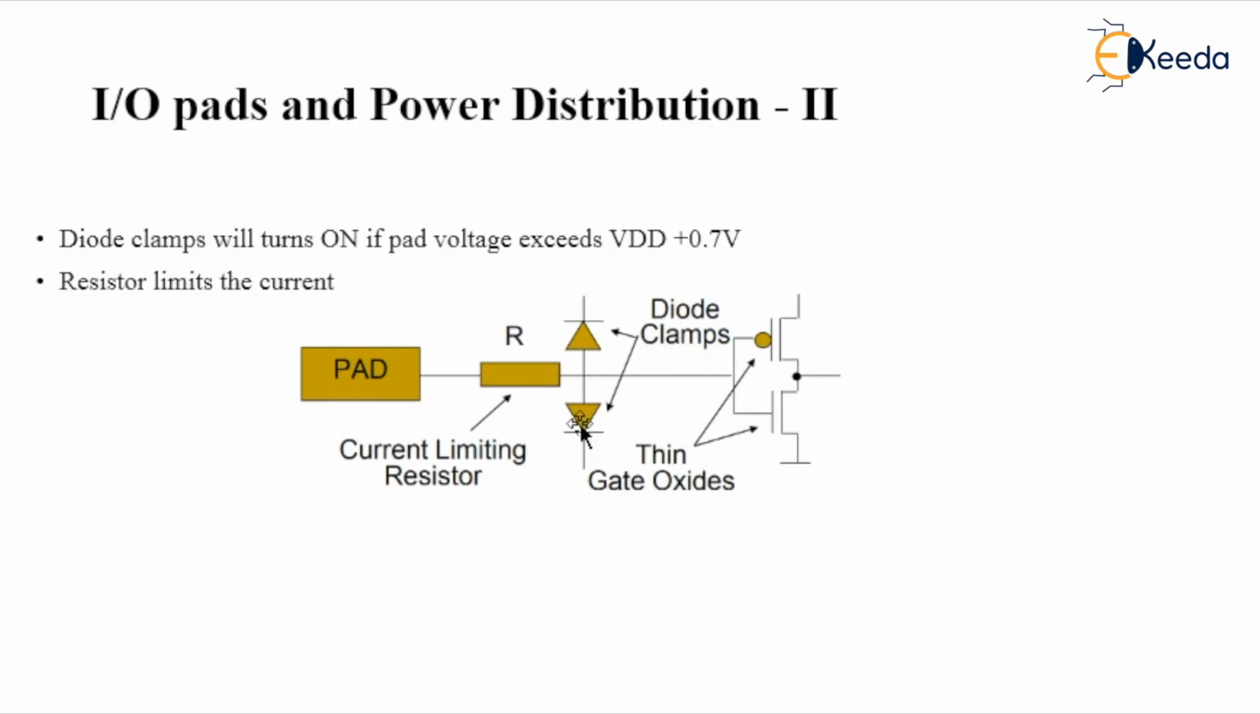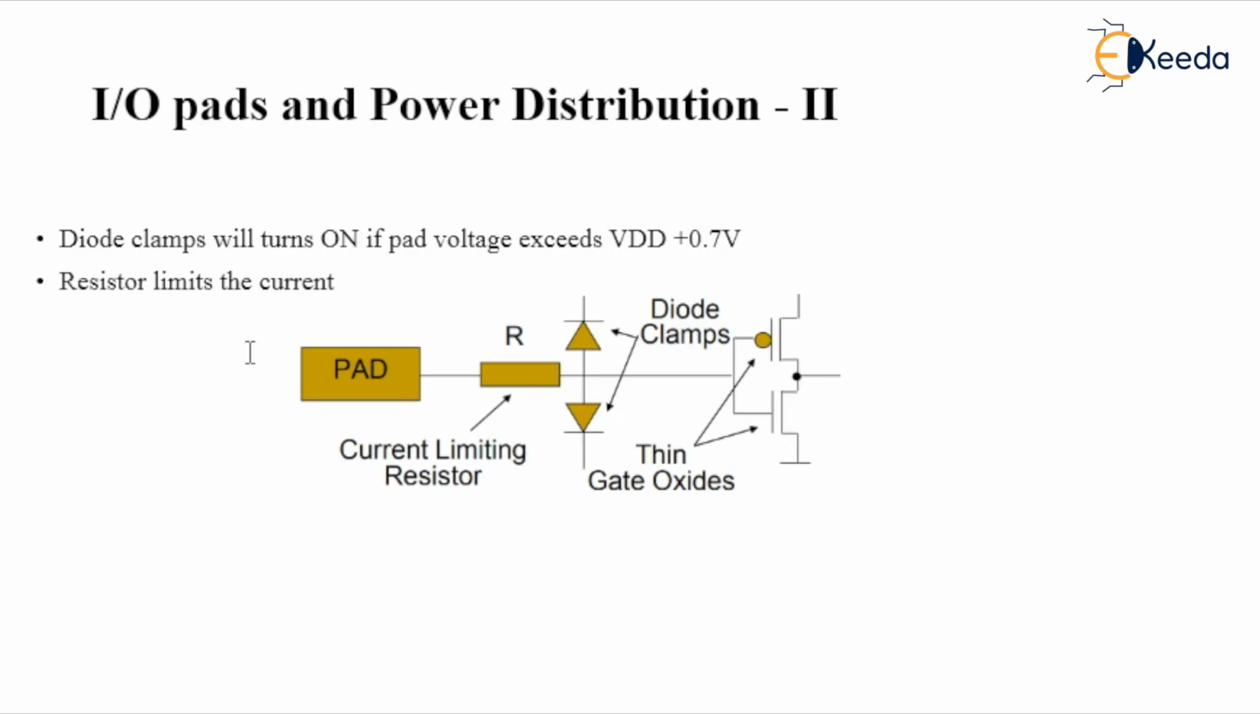The diode will clamp the higher voltage when the voltage exceeds VDD by more than 0.7 volts. So when the voltage is greater than 0.7 volts above VDD, this diode starts conducting. The diodes act as electrostatic discharge protection, and the current limit resistor will limit the current.